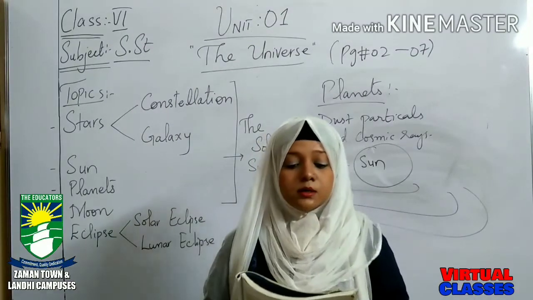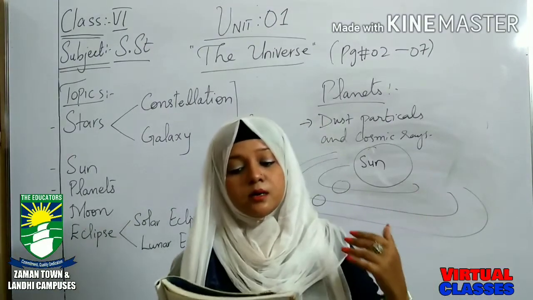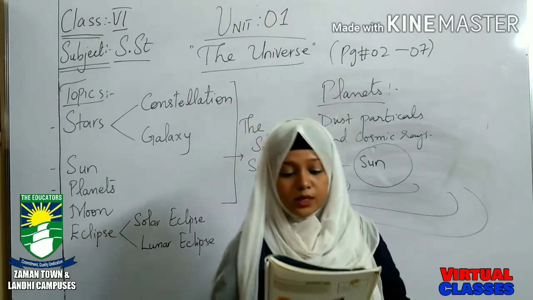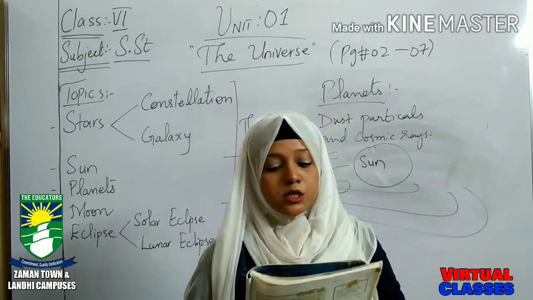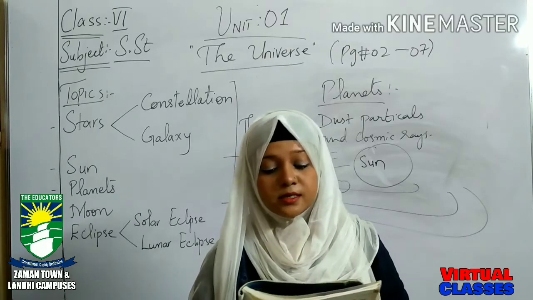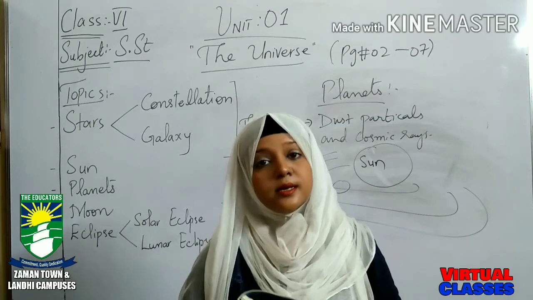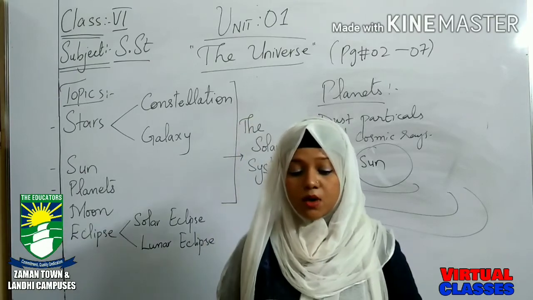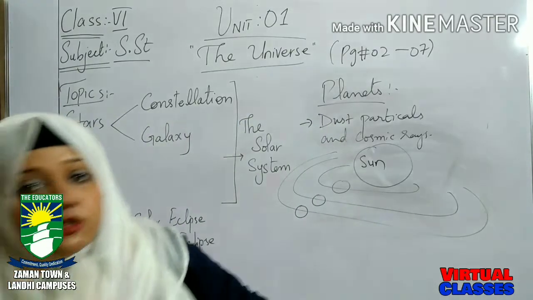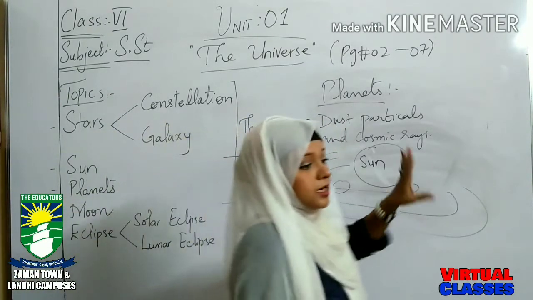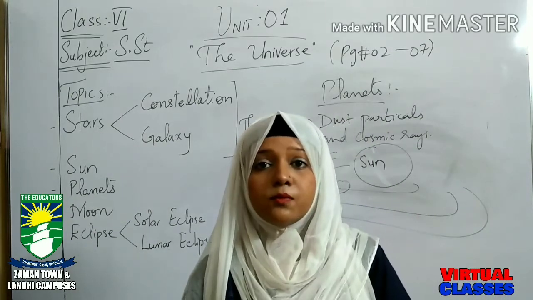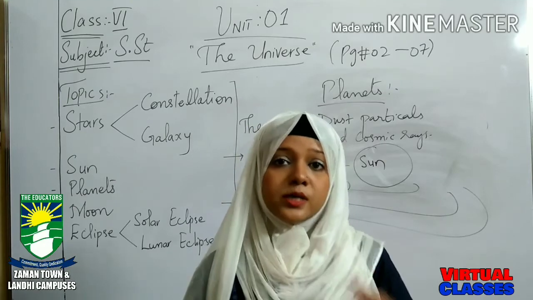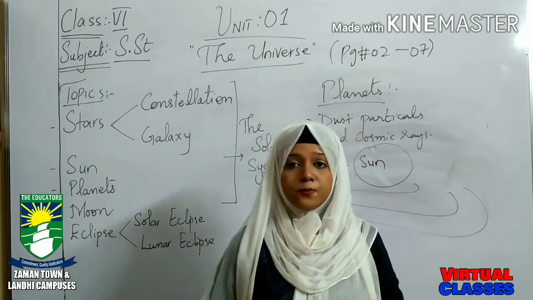Every planet has a different number of moons. Okay? So the names of the planets are Mercury, Venus, Earth, Mars, Jupiter, Saturn, Uranus, Neptune. These all are the planets of our solar system. But there is a dwarf planet as well. Which one? Pluto. Pluto is considered to be the dwarf one.